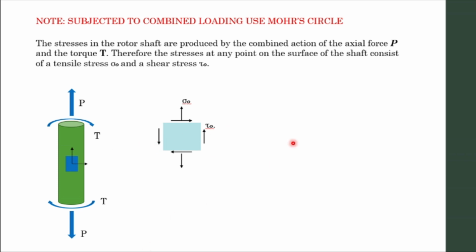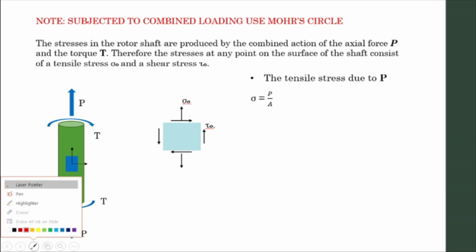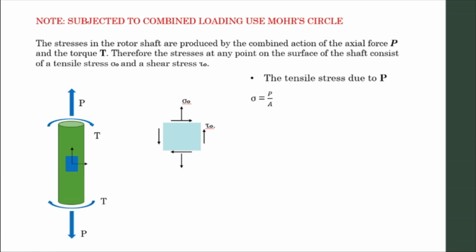So paano ba mapoproduce yung normal stress and shear stress? So the tensile stress due to P, normal stress dyan is force over area lang, di ba? Force natin is 125 kN, so para maging MPa, naka-Newton, 125,000 all over pi d squared over 4 area. Ang diameter natin is 50 mm. So, ang normal stress natin is 63.66 megapascal.